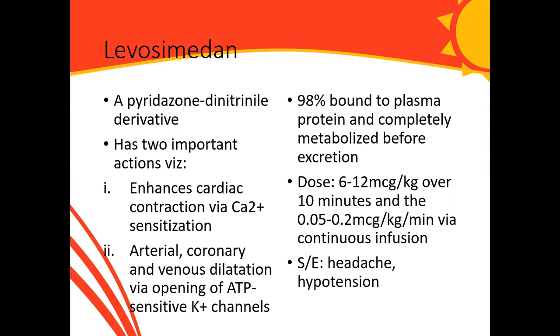All right, levo is 98% bound to plasma protein and completely metabolized before excretion, which is good. It's given at a dose of 6 to 12 micrograms per kg slowly over 10 minutes, or you can give it through continuous infusion at a dose of 0.05 to 0.2 microgram per kg per minute. Watch out for headache and hypotension that may result because of the widespread vasodilatation due to the opening of ATP sensitive potassium channel.